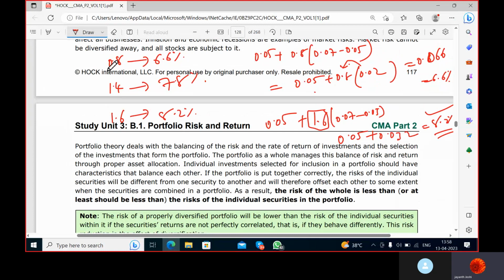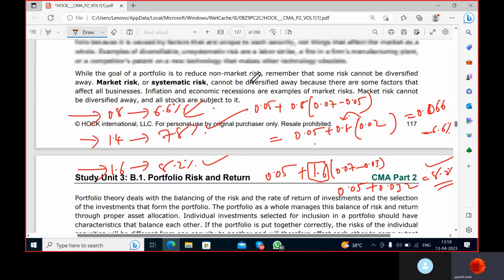So what do you notice? When the risk is less, the return is less. When the risk is increasing, the return is increasing. And when the risk is most, the return is the highest, correct? This is what the CAPM model is all about.